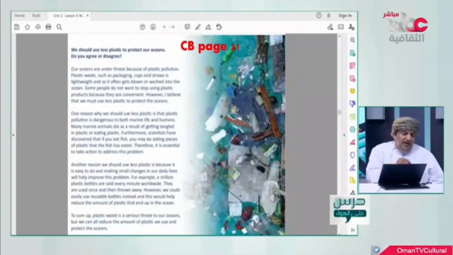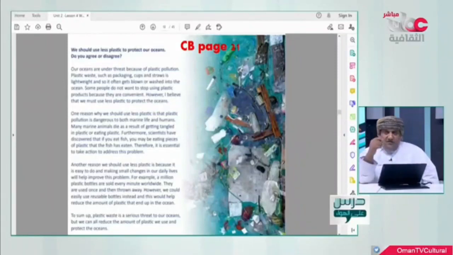As you can see here, we have 4 paragraphs. The first paragraph is the introduction. The second paragraph is the main body, the first paragraph in your main body. The third paragraph is the second paragraph of the main body. We have here 2 paragraphs. And the last one is the conclusion.